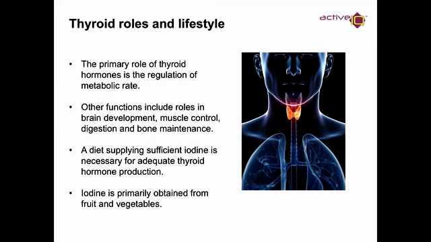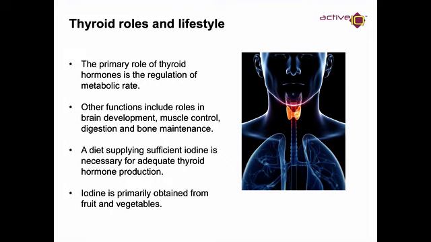And the primary role of thyroid hormones is to regulate metabolic rate. So by now you should all know what we mean by metabolism, and you know this hormone regulates our metabolism. You've probably heard someone say that they've got an inactive thyroid or an overactive thyroid. Inactive, that's when we're not releasing enough, and we could potentially get people who are overweight or obese because there's not enough thyroxine in the body. However, you could also get the opposite to that as well. Other functions are things like brain development, muscle control, digestion, and also bone maintenance.